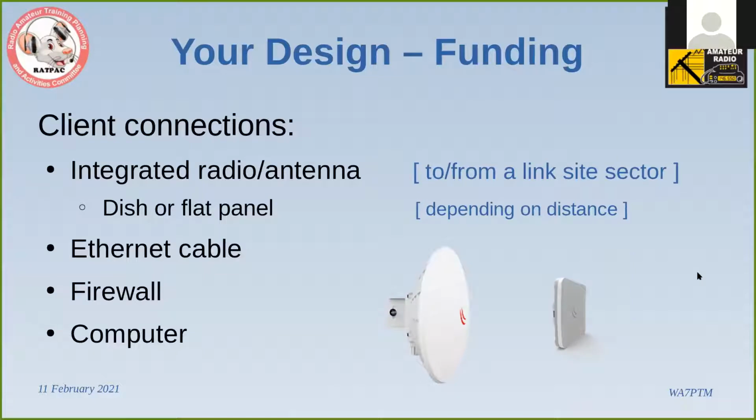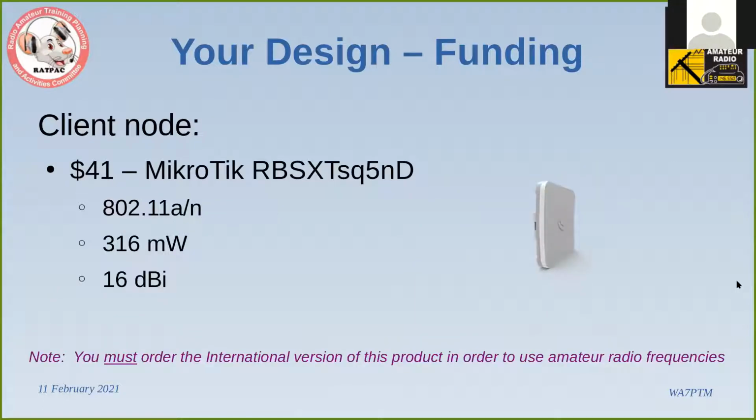So from the client side of things, you've got small dishes, and these are only a couple feet in diameter. And you have some flat panels. They're not quite as directional, but also put out a pretty decent signal. And I would recommend that everybody that does one of these put in a firewall. Now that's a hardware firewall, not a software firewall, because this is a direct internet connection. Client nodes start at $41. That's not too bad. These only go a few miles.